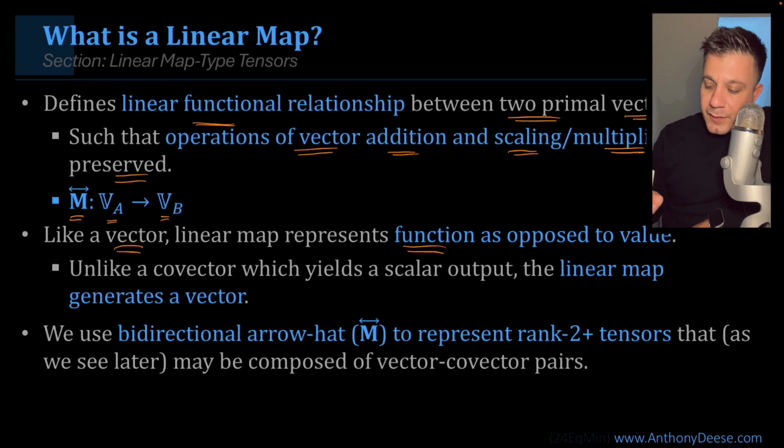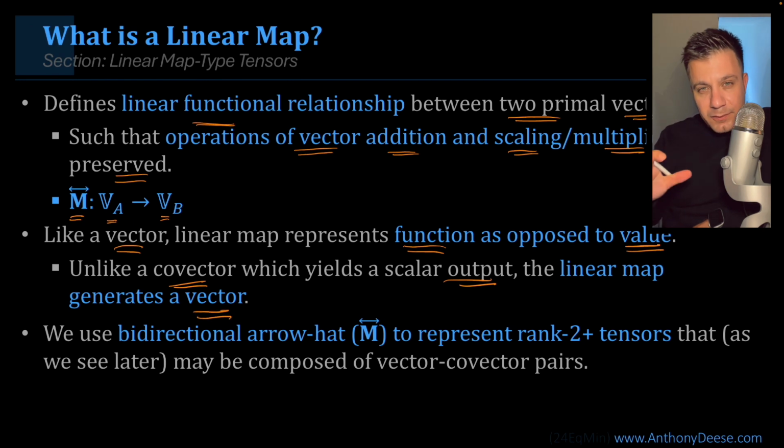So unlike the vector, the linear map is functional, not a representation of a value, at least not in the way that's generally interpreted. And unlike a covector, which yields a scalar output, the linear map generates a vector. So on the grand scale of things, you can think of the linear map more resembling the dual vector. We use the bidirectional arrow hat to represent rank 2 plus tensors, which may be composed of vector-covector pairs. And we're going to talk about what a vector-covector pair is a little bit more later.